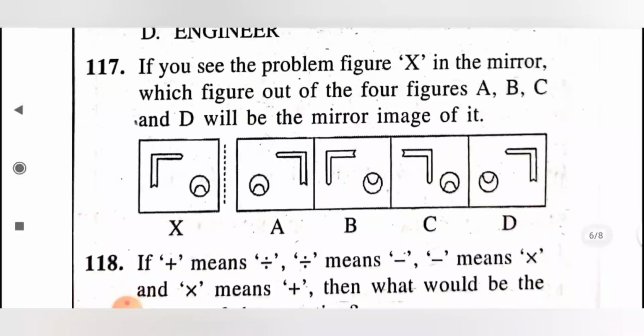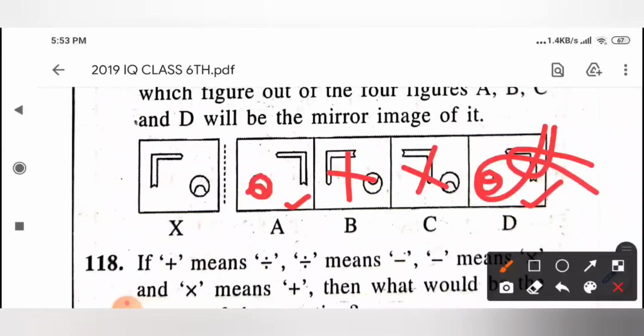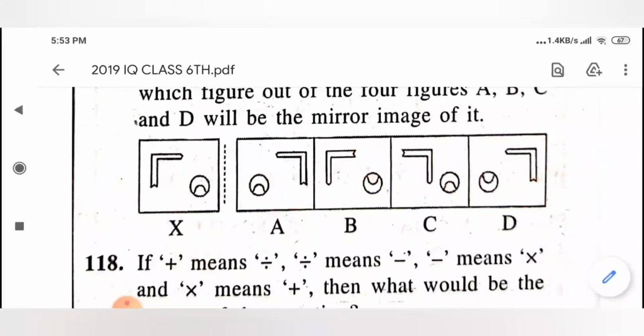117. If you see the problem figure X in the mirror, which figure out of the four figures A, B, C and D will be the mirror image of it? When you analyze carefully, look at the bent arrow mark first. These two can be the answers because in these two the arrow marks are wrong. Now look at the circle. Yes, the position is correct. And look at the element inside the circle. Here it is correct. In mirror image, upside down never changes. So the correct answer is option A.